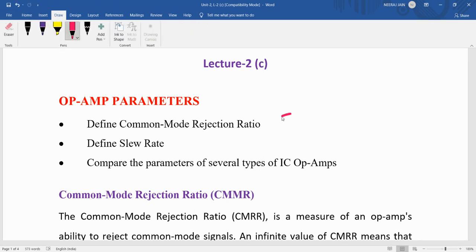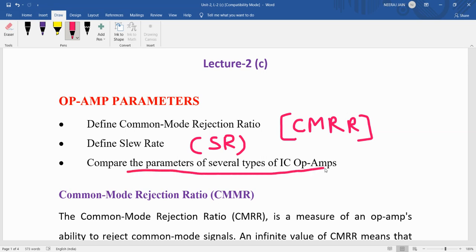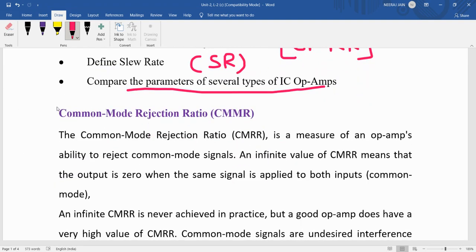These are the CMRR, common mode rejection ratio, and the second one is the slew rate, which is defined by SR. So these are the two important parameters which we are going to discuss. Also, we will discuss the comparison of the parameters of several types of op-amp. So first, the common mode rejection ratio, CMRR.